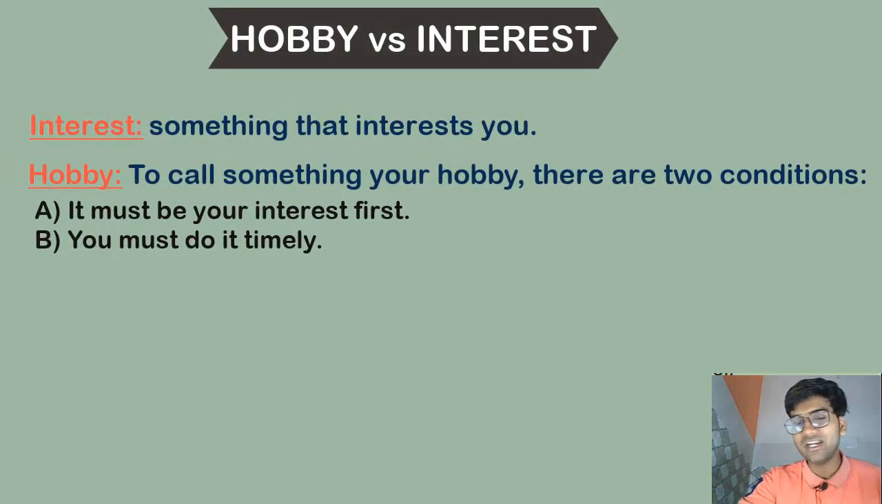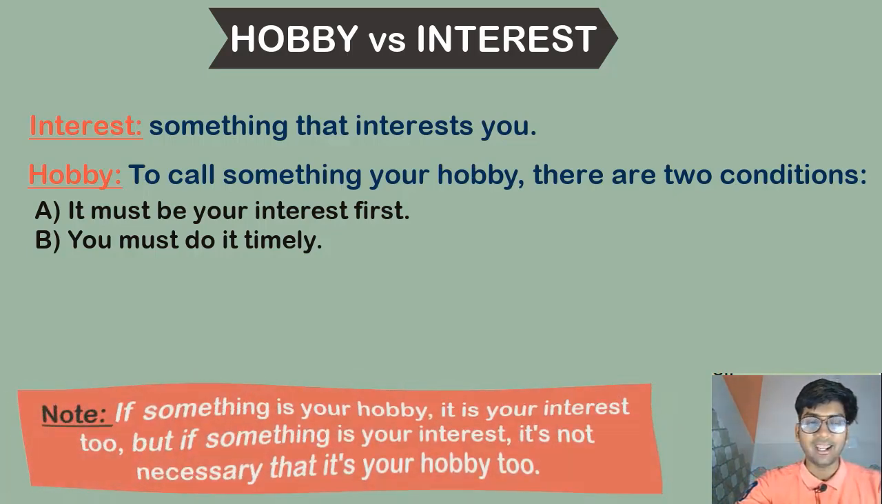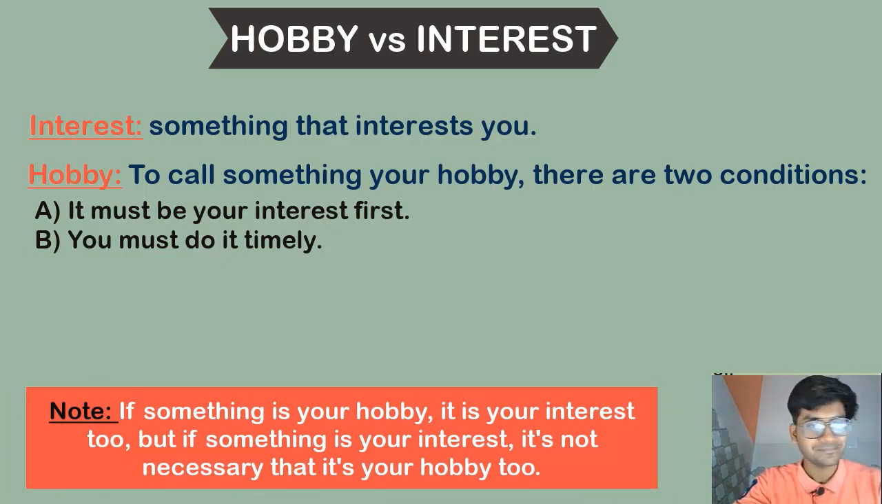Now, what is the difference between interest and hobby? You call something your interest when you like doing it, when you get a good experience out of it, right? Now, you call something your hobby when, point number one, you like doing it, it's your interest. Point number two, you find time to do it, right? Let's suppose playing football is something that I like, so it's my interest. But if I'm not doing it regularly, that's not my hobby, right? But if it is my hobby, it has to be my interest and I'm doing it over and over again. I'm finding time to do it, right? This is the difference between interest and hobby.